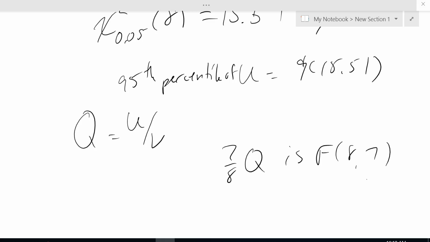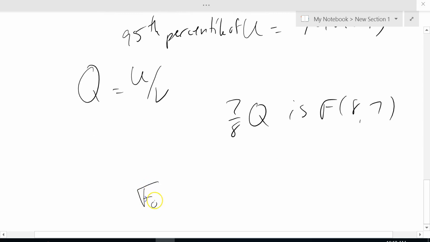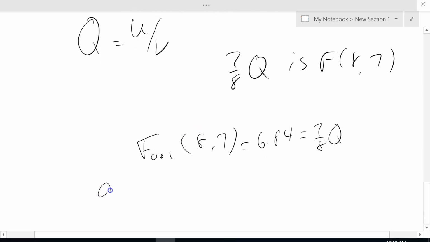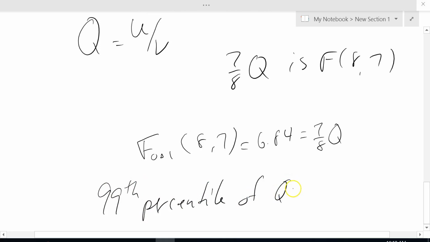Okay. So then for the 99th percentile of Q, I need to look up F of 8/7 in the table. 8/7 at 0.01 is 6.84. So we'll set that equal to our 7/8 Q and then do the same thing we did in the previous part. So the 99th percentile of Q is 7/8 times 6.84.